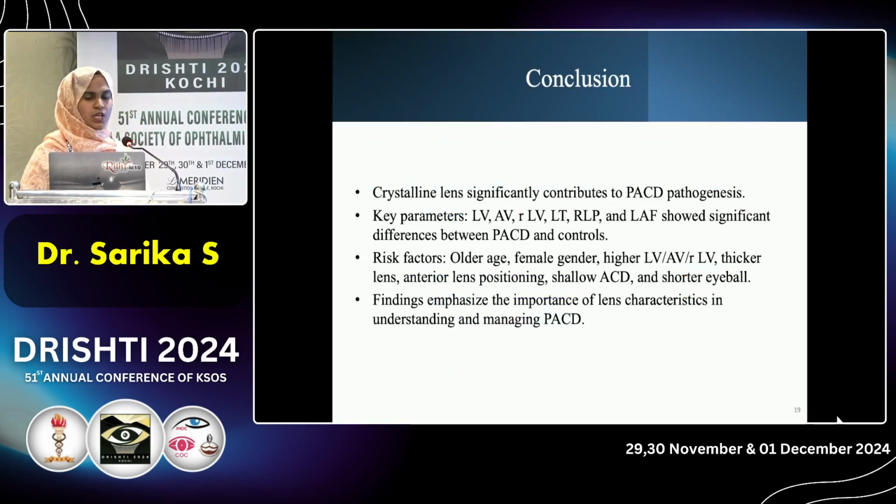Coming to the conclusion, according to our study, we concluded that the crystalline lens has a significant contribution to primary angle closure disease pathogenesis. Among these parameters, lens vault and relative lens vault showed a significant difference between the case and control groups. There are also other risk factors contributing to the pathogenesis of the disease, like older age, female gender, shorter eyeball, and shallow AC depth.